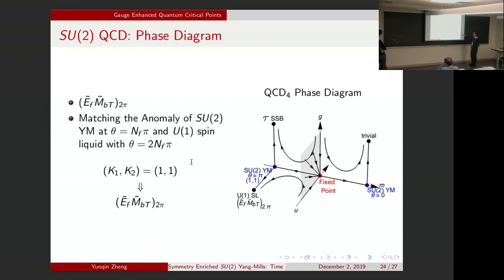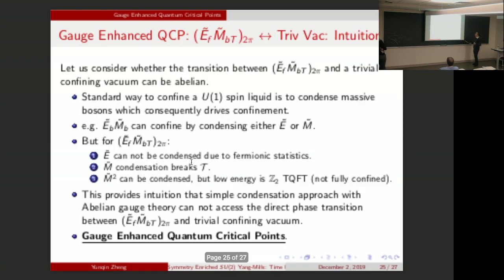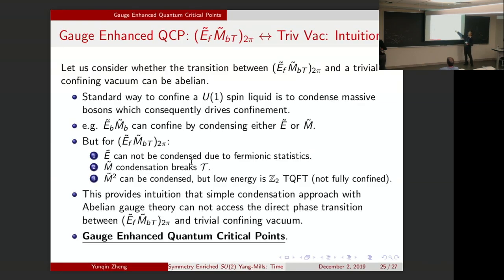So this is a phase diagram for the SU2 QCD. And from this phase diagram, we immediately know that the SU2 QCD can be a direct second order phase transition between the U1 quantum spin liquid, EF MBT, and a trivial vacuum. So now we can reverse the logic and ask whether there is a simpler phase transition between this EF MBT quantum spin liquid and the trivial vacuum.